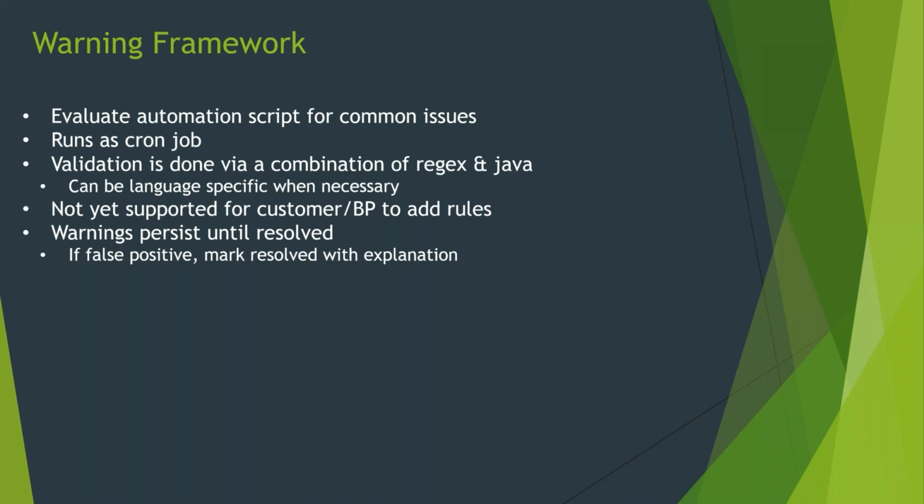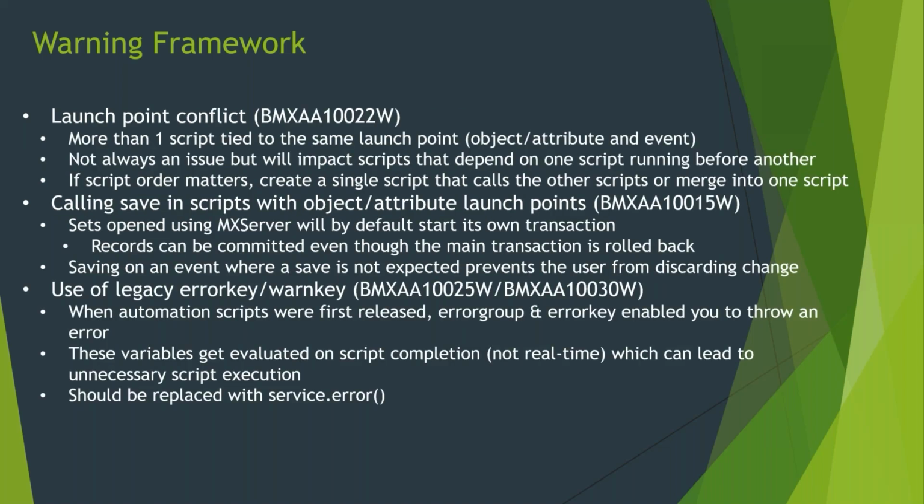And in case we have a false positive, this gives you an opportunity to acknowledge what we did, that you investigated it, and explain why it's not an issue, so that if somebody else is looking at your automation script, they can understand why we feel we don't need to actually fix what was found in that warning.